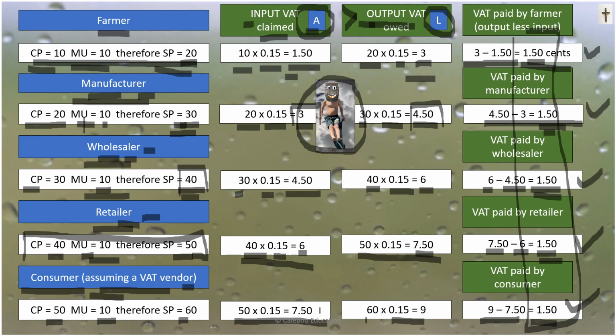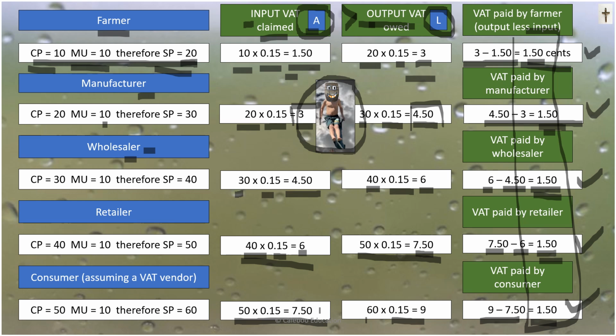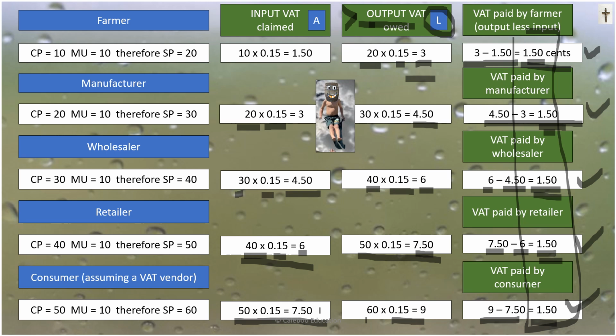Remember, in this example here, all these numbers are exclusive of VAT. In the next example, just to demonstrate that VAT fraction again, these amounts I'm going to use inclusive of VAT, so you can practice a bit.